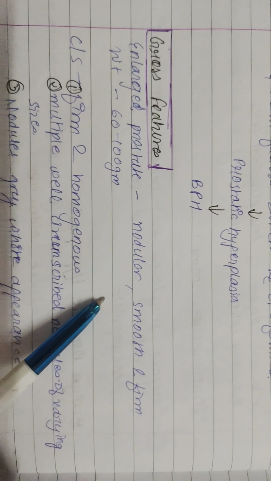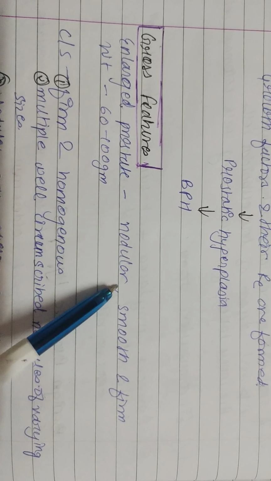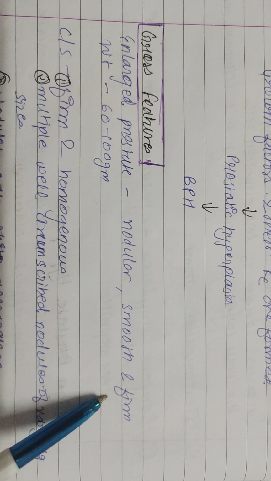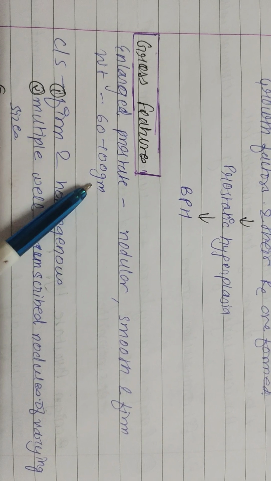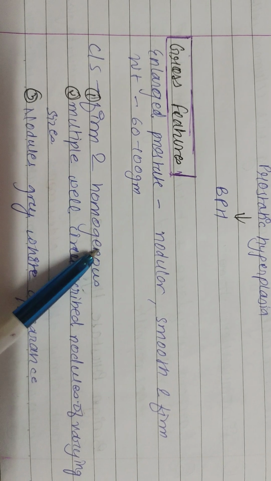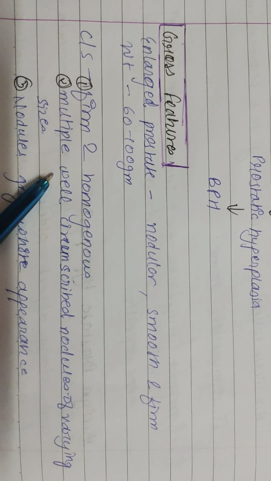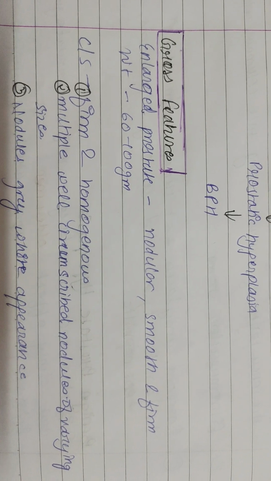Now the gross features of benign prostatic hyperplasia are an enlarged prostate, nodular, smooth and firm in appearance, weighing 60 to 100 grams. The cut section is firm and homogeneous, with multiple well-circumscribed nodules of varying sizes, and the nodules are grey-white in appearance.